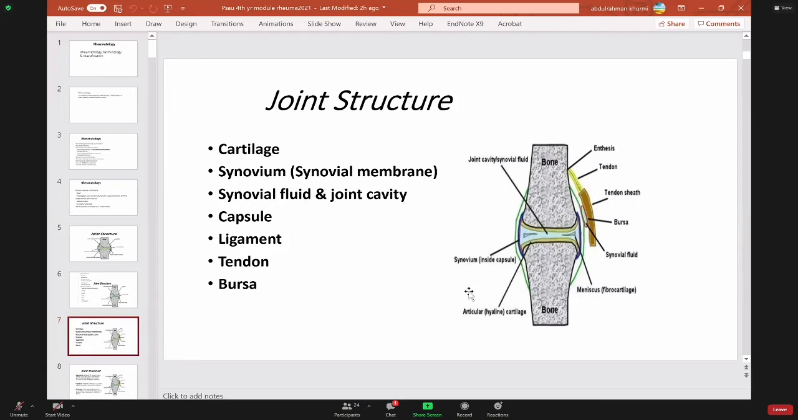What is the role of bursa here? The bursa reduces the friction of muscle on the bone. Okay, yes. So you can see it here underneath the tendon. It covers the tendon sheath. It is underneath the tendon, okay?